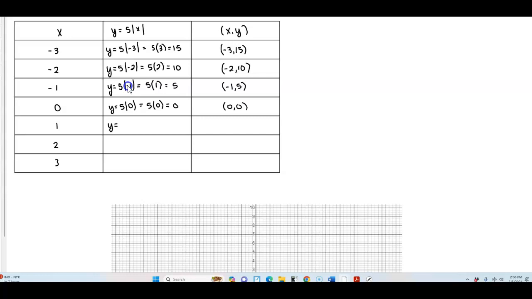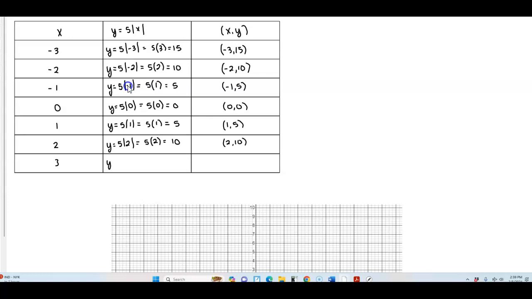Next we have y, which is equal to 5 times the absolute value of 1, and the distance from 1 to 0 is 1, so 5 times 1 is going to give us 5, and therefore the ordered pair is 1, 5. The next one, we're going to take the absolute value of 2, so 5 times the absolute value of 2. The distance from 2 to 0 is 2, so this is going to be 5 times 2, which is going to equal 10. So we have 2, 10.